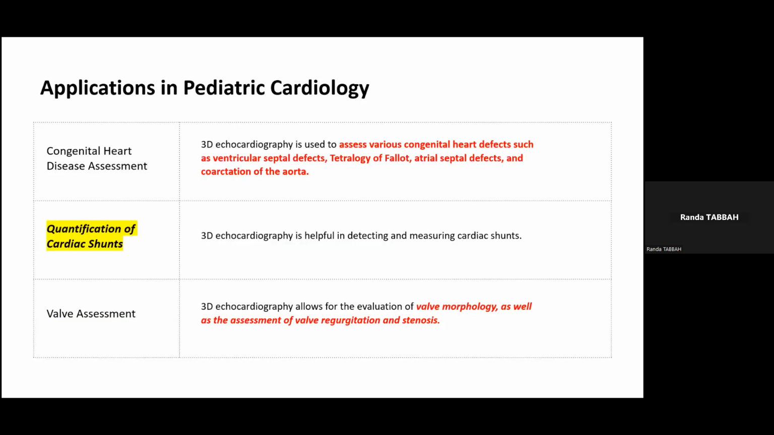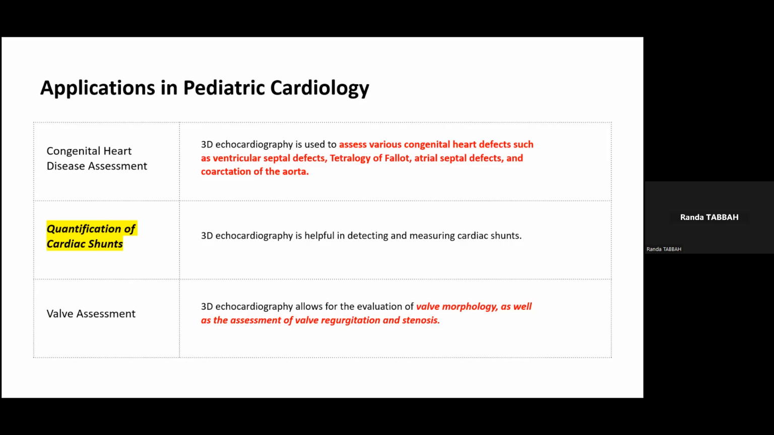So in addition, I'm sorry for interrupting you, but can we have some examples of complex congenital heart disease that we can see better by 3D echo than 2D echo? An example? I didn't hear your question. Any examples of complex congenital heart disease which we can assess by 3D echo better than 2D echo?